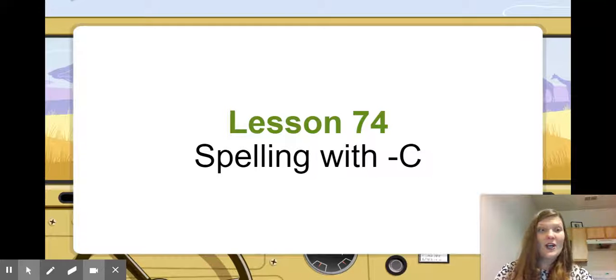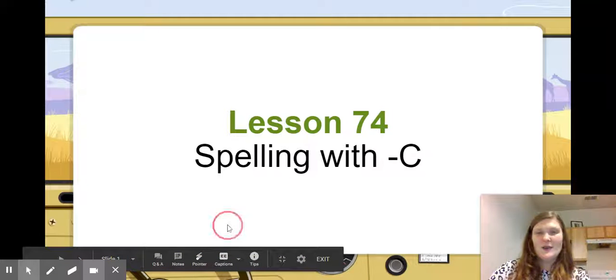Okay, so we're going to learn a new rule for the k sound at the end of a word. All of the words that I gave you had something in common. Do you know what they were? All had two syllables, and the second syllable had a short vowel in it. So if we have a two-syllable word that ends with the k sound and a short vowel before it, then it's going to be spelled with just a C.